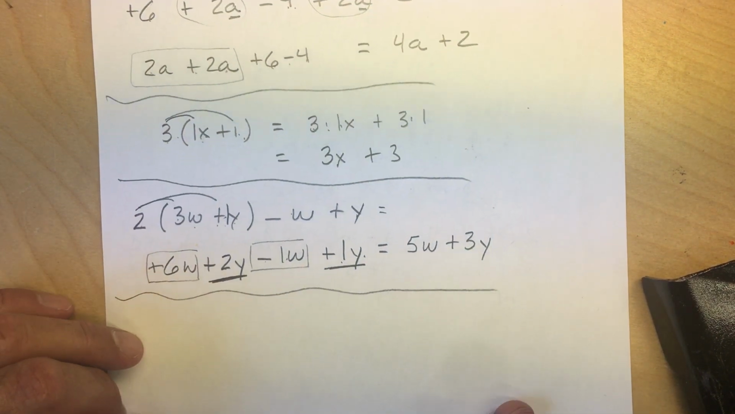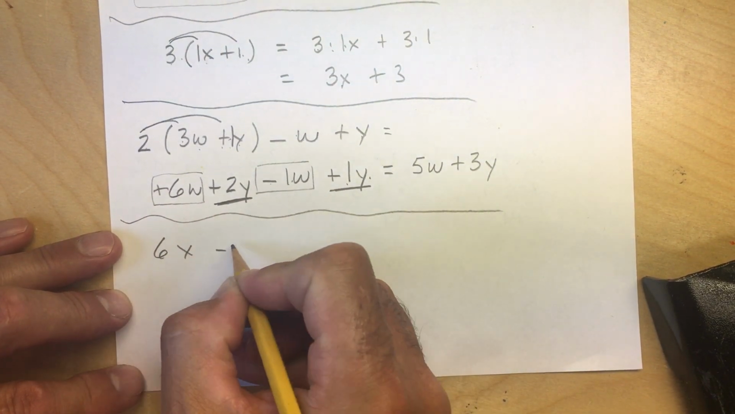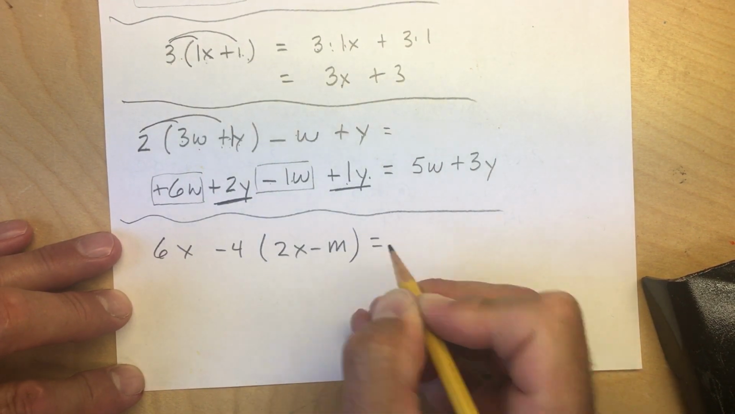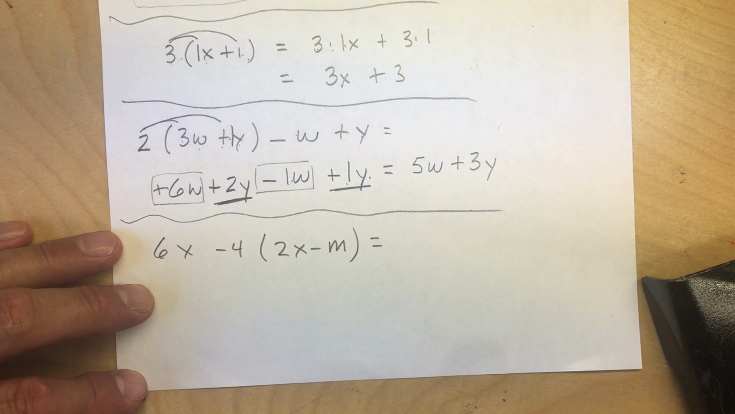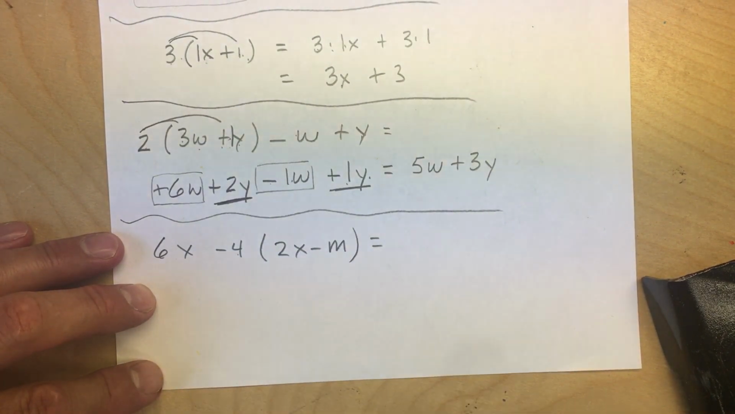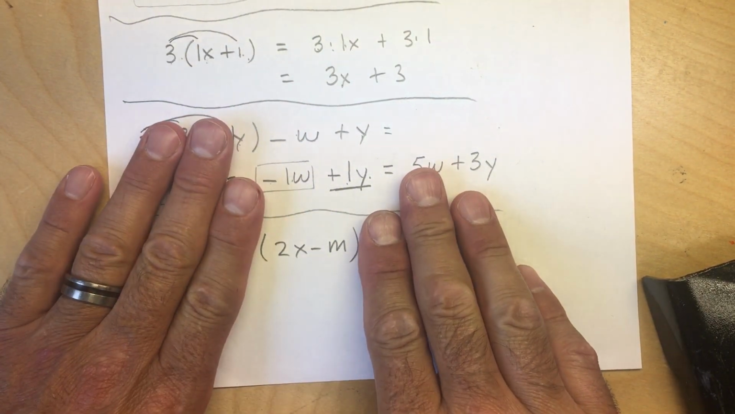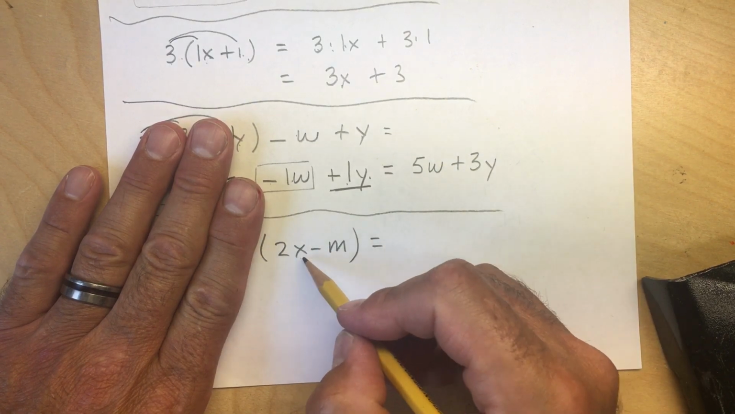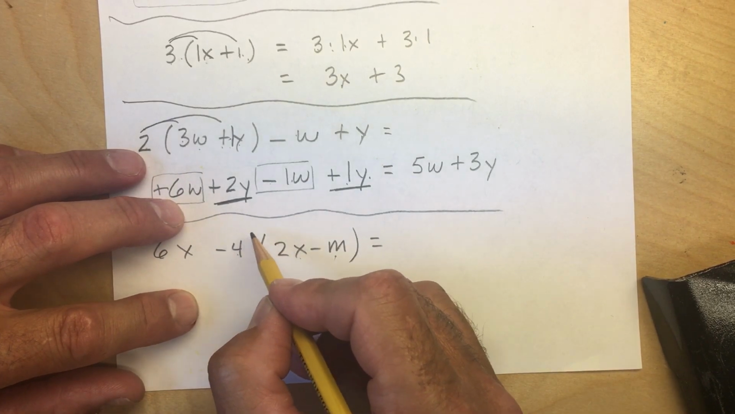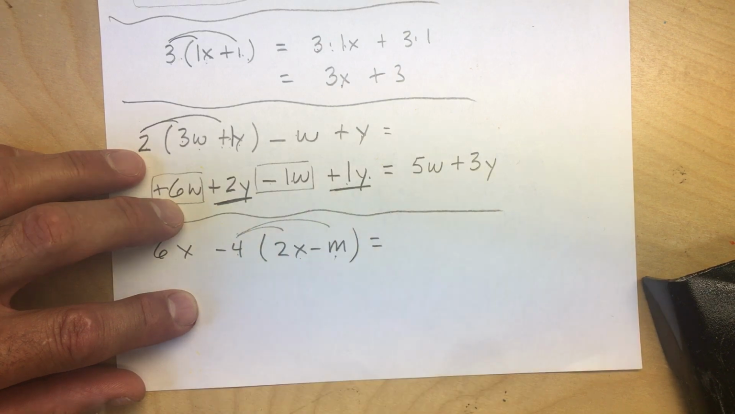All right, let's do one more. Let's do 6x minus 4 times 2x minus m. Okay? So I'm seeing we got an x term. We have this 4 times the stuff in parentheses. So let's look inside the parentheses first. Are those like terms? We've got an x, we've got an m. They are not alike. So let's distribute this number in front of the parentheses to both these terms.